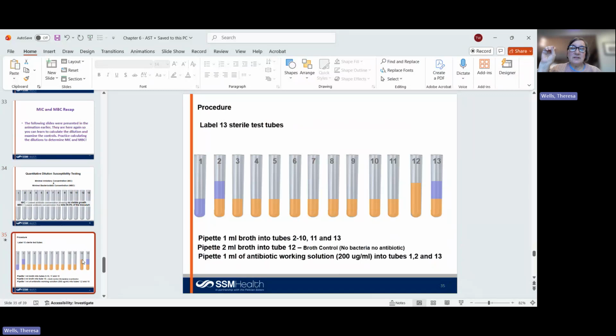Next, we're going to pipette the working antibiotic solution. We're going to start with a concentration of 200 micrograms per mil, and we're going to put a mil in tube 1. Remember, tube 1 doesn't have any broth in it, not yet. Tube 2 has a mil of broth. And to tube 13, we're going to add a mil of broth, and then nothing else is going to go into tube 13.